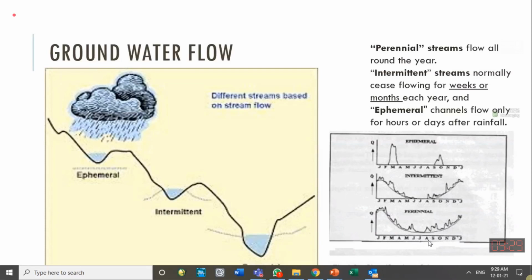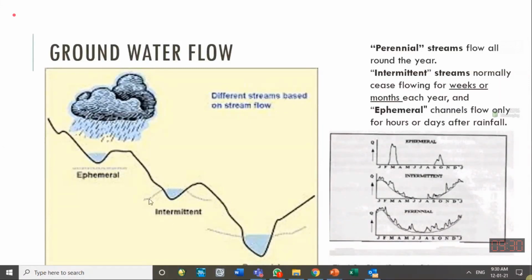The stream continues to flow throughout the year because some groundwater body is feeding it throughout the year, and that groundwater body, groundwater table, remains above the bed of the channel. So it is feeding the channel. So this is a perennial stream. This one is a perennial stream. This is the ephemeral stream.